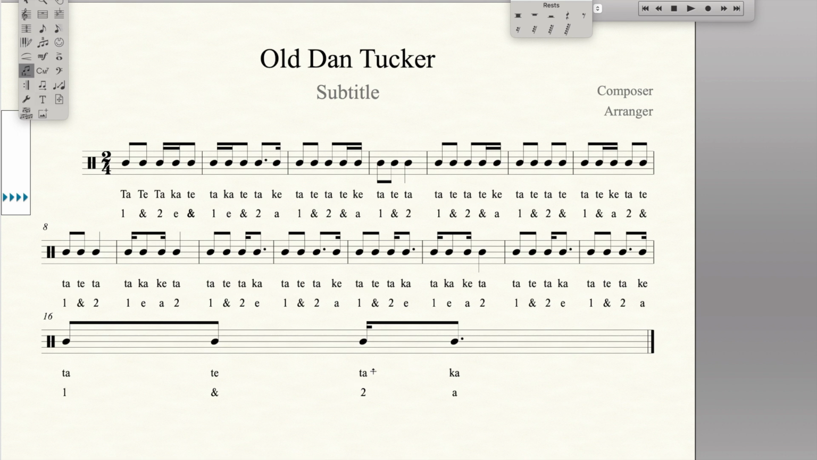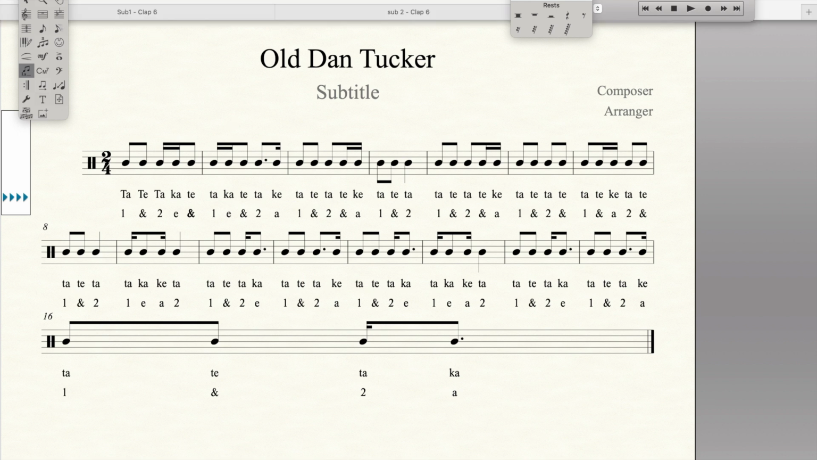All right, 2e. This should be 2e. Anyway, so those are the other systems. Let's take another piece and look at that.